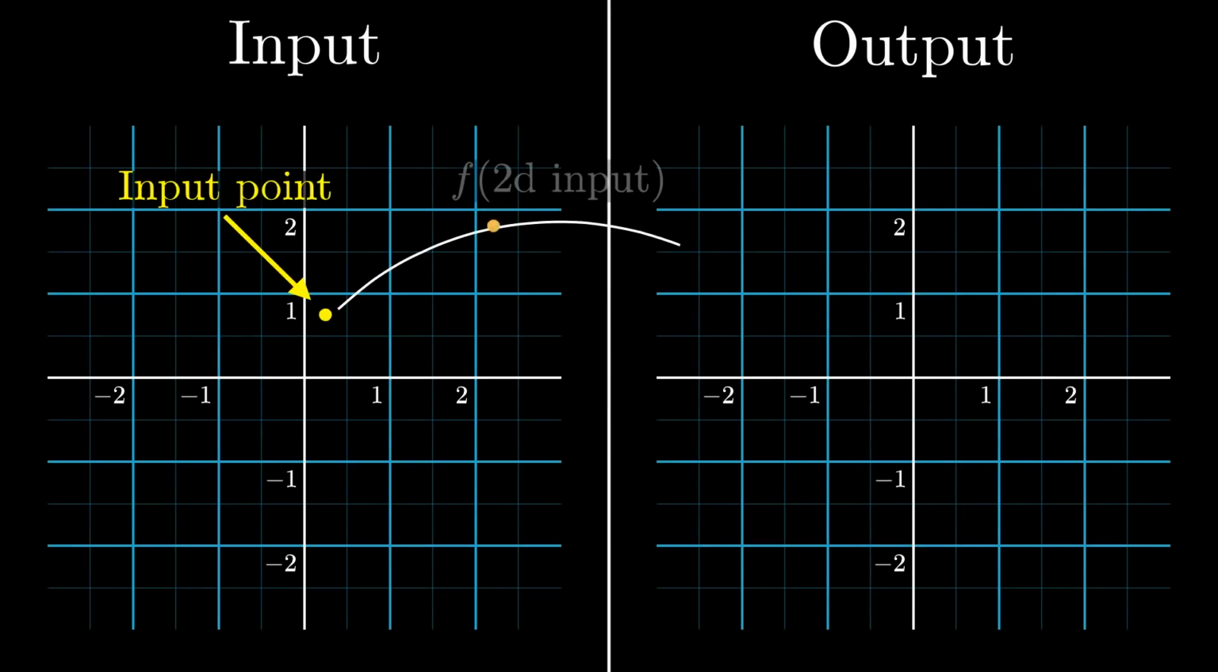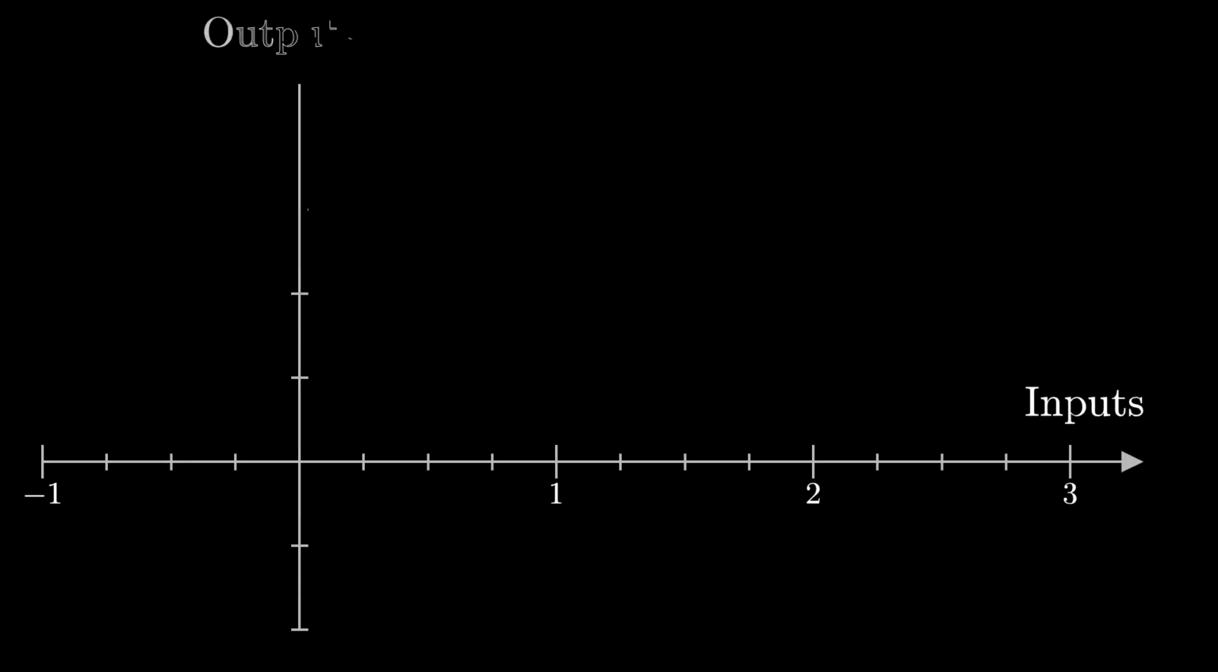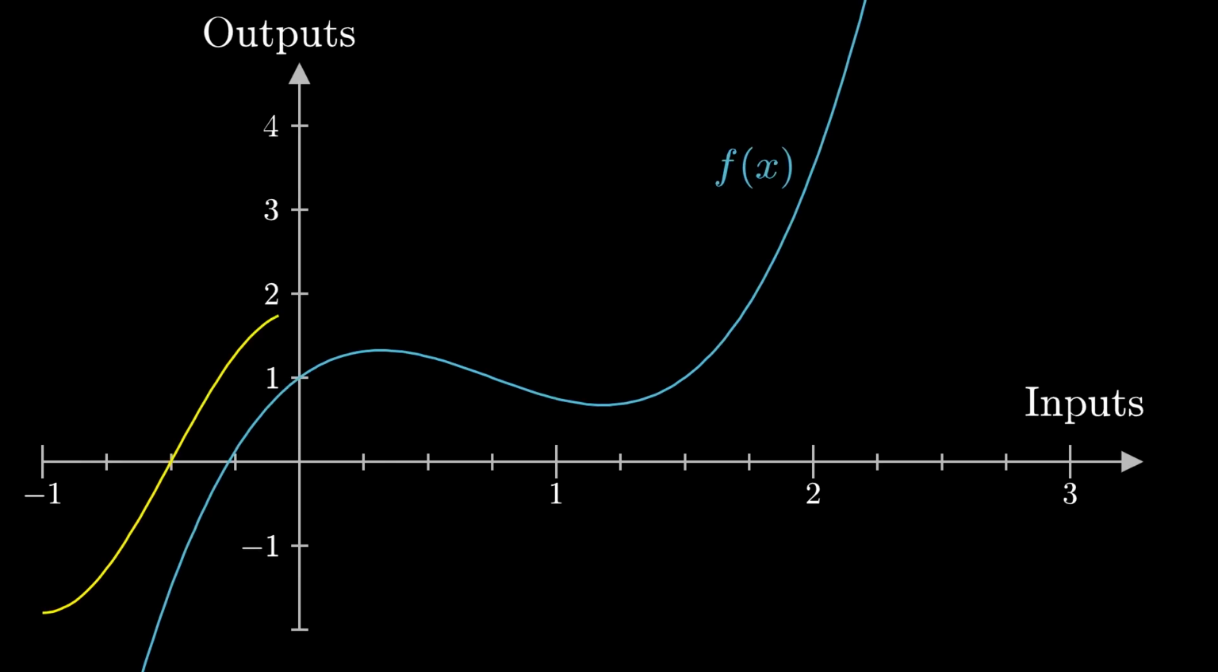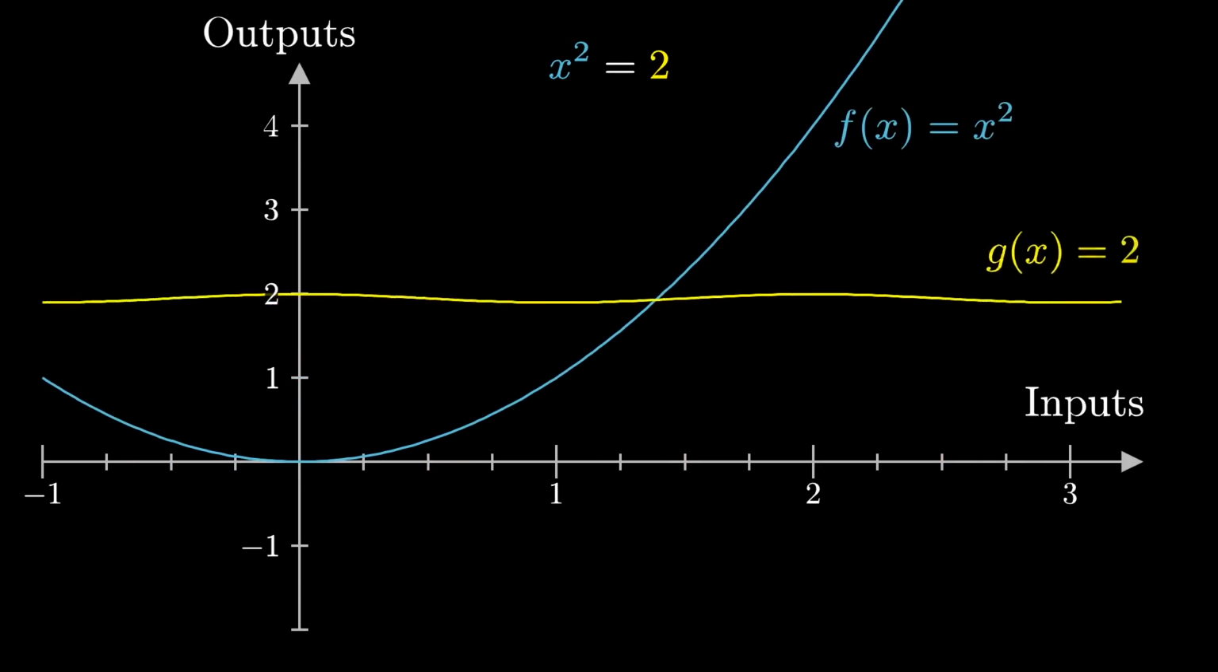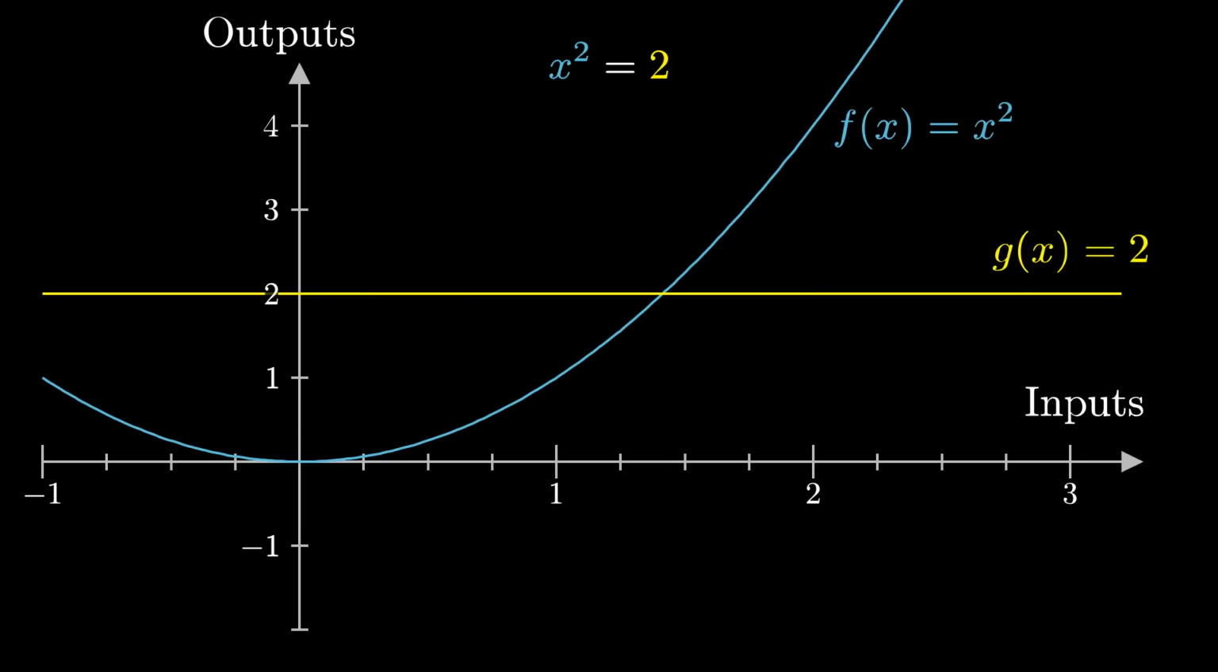To motivate the case with functions that have 2D inputs and 2D outputs, let's start off simpler, with functions that just take in a real number and spit out a real number. If you want to know when one function, f of x, is equal to another function, g of x, you might think of this as searching for when the graphs of those functions intersect, right? That would give you an input where both functions have the same output. To take a very simple example, imagine f of x is x squared, and g of x is the constant function, 2. In other words, you want to find the square root of 2.